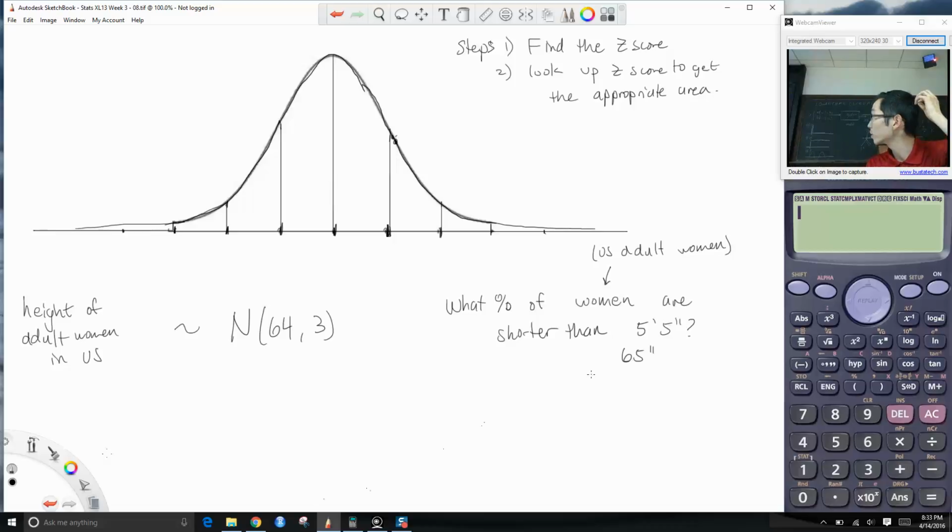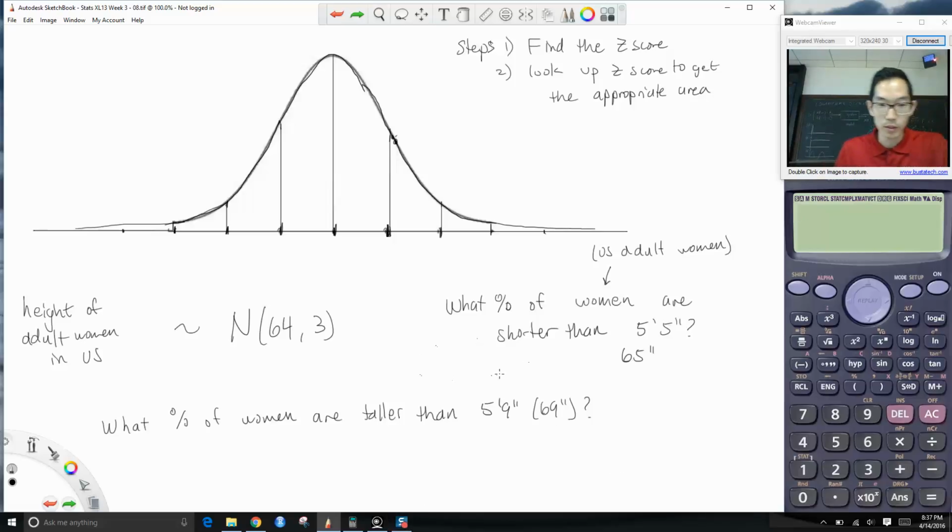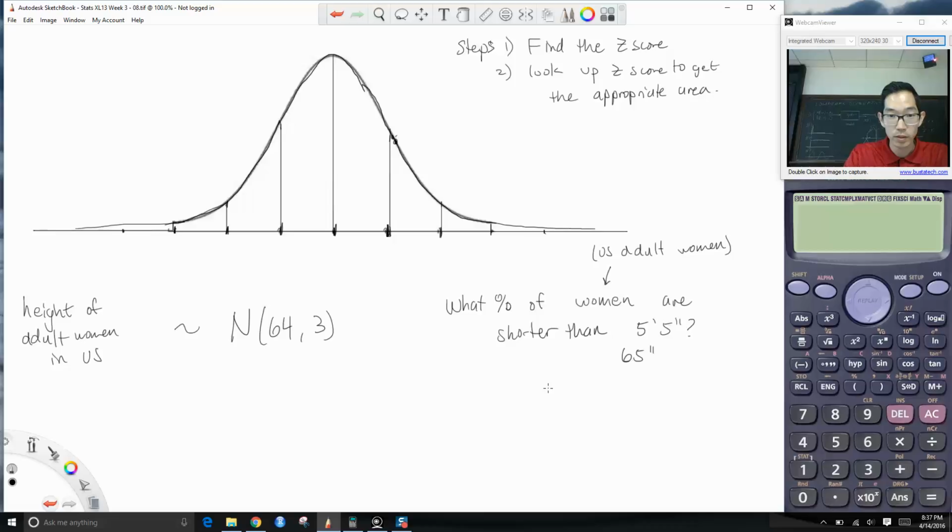Okay, so what percentage of women are shorter than 5'5", and then what percentage of women are taller than 5'9"? All right, let's see. To solve this one, we're going to get the z-score for 65 inches. So our z for that is going to be 65 minus 64 divided by 3, and we get a z-score of 1/3, which in decimal form is 0.3333, and so on and so forth.